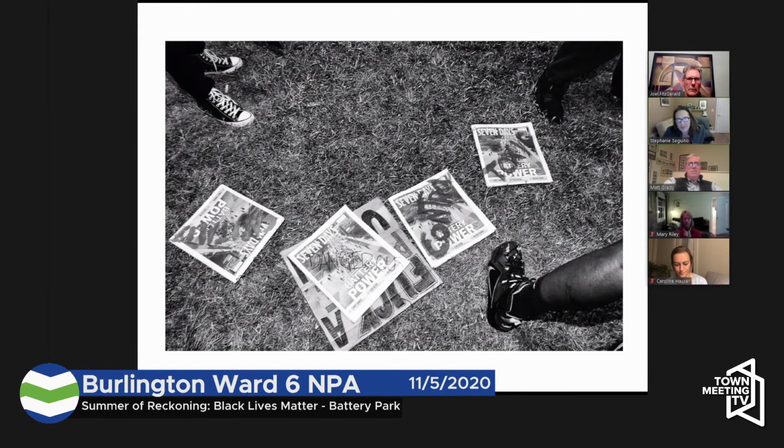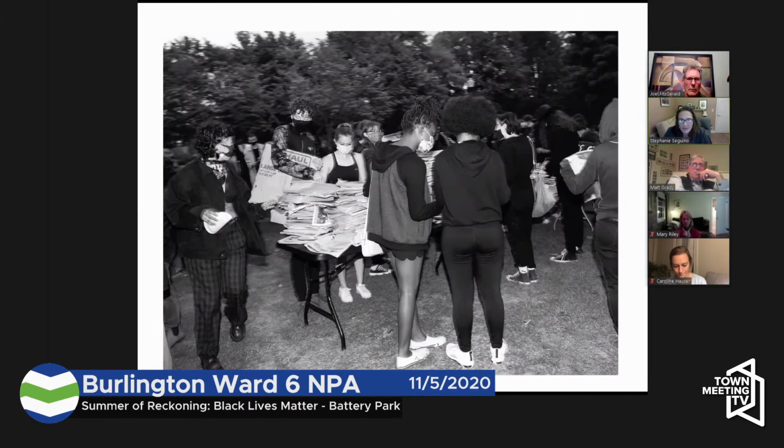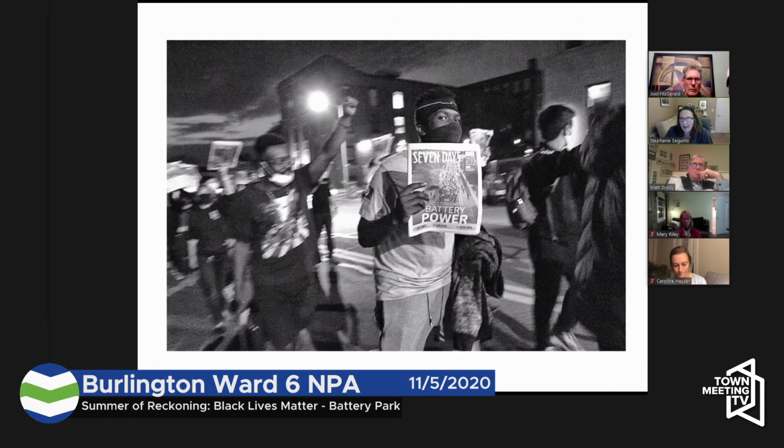This last set of photographs is from the protest that was organized in response to the Seven Days article called Battery Power. You probably all know that story, but people were taking copies of Seven Days and writing their reaction to the article on the newspapers. And then folks marched. By this time it was dark, and so the photographs were a little bit grainy, but folks marched from Battery Park up to Main Street.